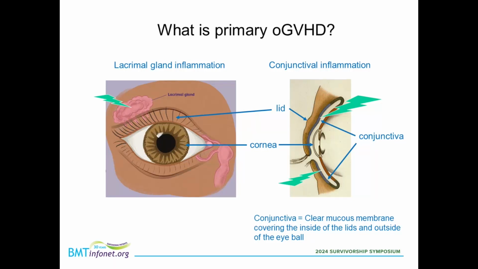So what is primary ocular GVHD? Primary ocular GVHD is involvement of inflammation. It's an attack by your donor immune cells on the lacrimal gland, represented here by this lightning bolt to the lacrimal gland. And it is also caused by a lightning bolt or attack on the conjunctiva that sort of wraps around the inside of the lids and the outer part of the globe, and causing inflammation there. We can see conjunctival inflammation. We can't see lacrimal gland inflammation.